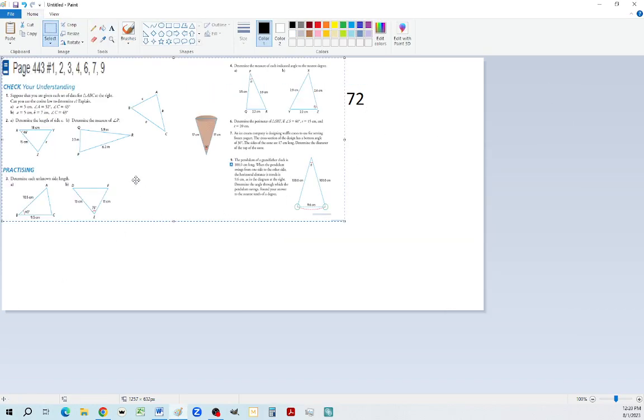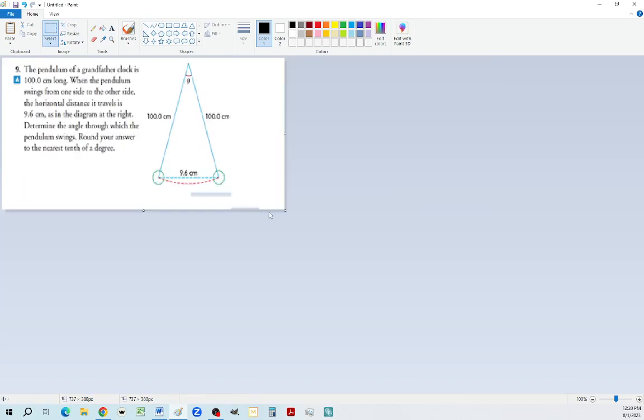All right, and the last question, which you've already done. I want you to notice something here. These sides are incredibly long, 100 centimeters. This is a pendulum that's supposed to be swinging back and forth. This side's incredibly long compared to how wide it's swinging, which means when these sides are huge and this side's tiny, that angle is going to be tiny.